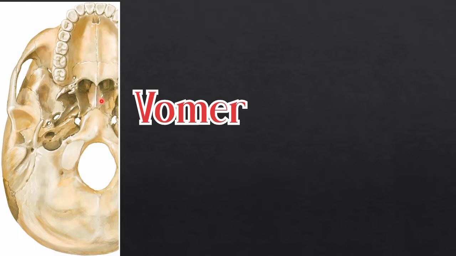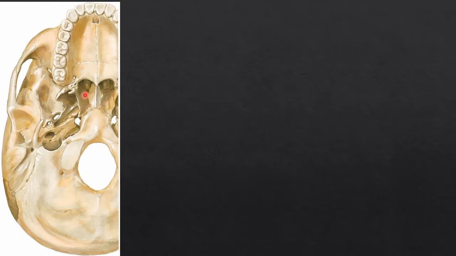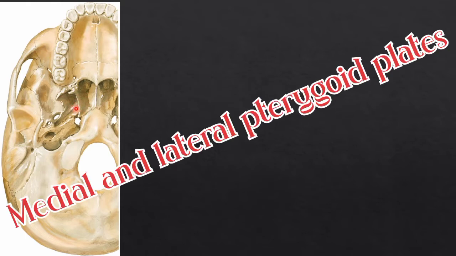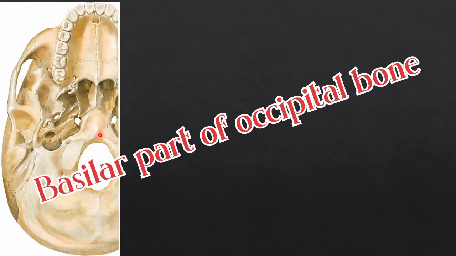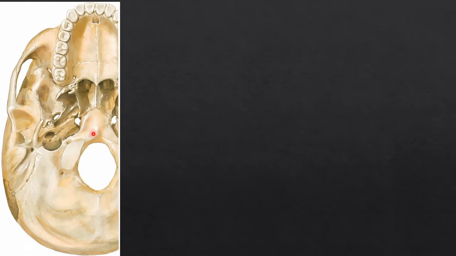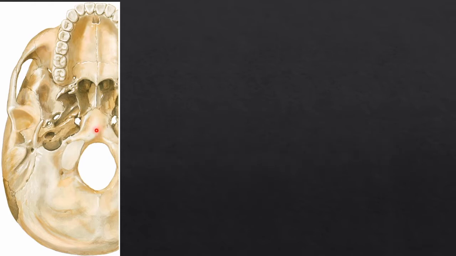Lateral to this vomer, these two apertures are called the posterior nasal apertures or choanae. Lateral to the choanae we can identify two plates. Sometimes they may mark this and ask you to identify it. The one present medially is the medial pterygoid plate. The one present laterally is the lateral pterygoid plate. Sometimes they may mark the area posterior to the vomer, which is the basilar part of the occipital bone. If they mark this area, you have to write basilar part of occipital bone. Sometimes they may mark only this particular tubercle, a projection, and ask you to identify it. That is called the pharyngeal tubercle.